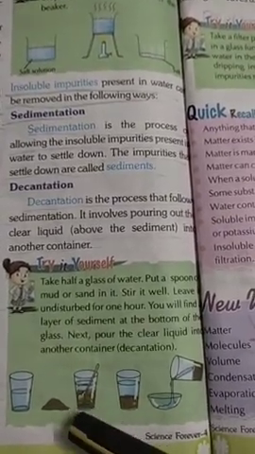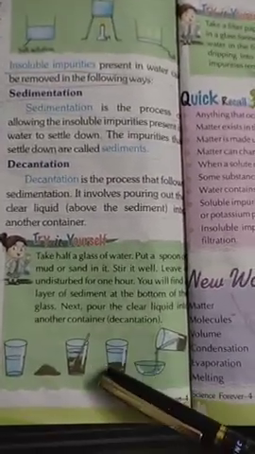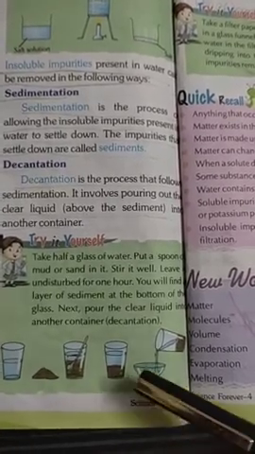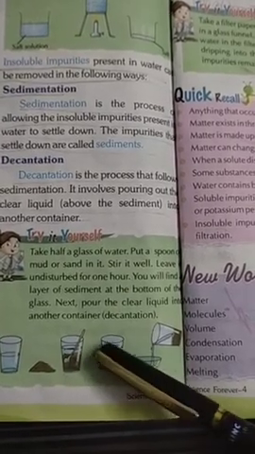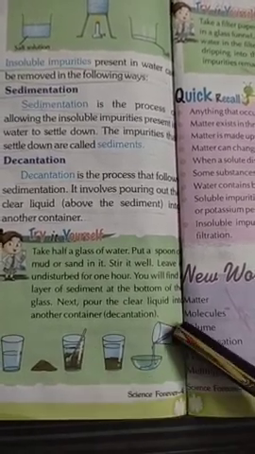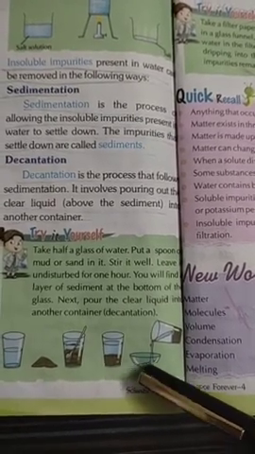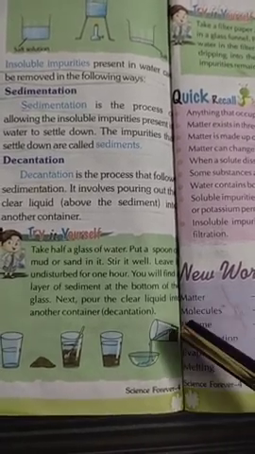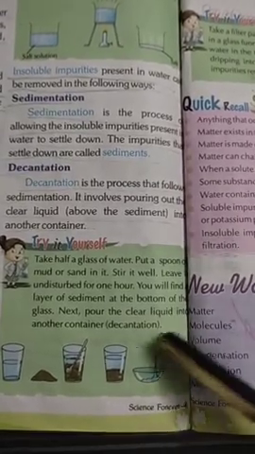It will not dissolve and it will settle down at the bottom of the glass. And then if you want to separate the clear water from it, you can pour the clear water in another bowl, and the sand will be settled down in that glass. So that is called decantation. This process is called decantation.